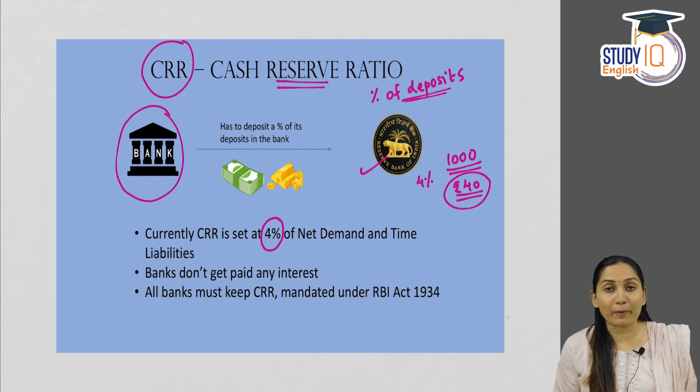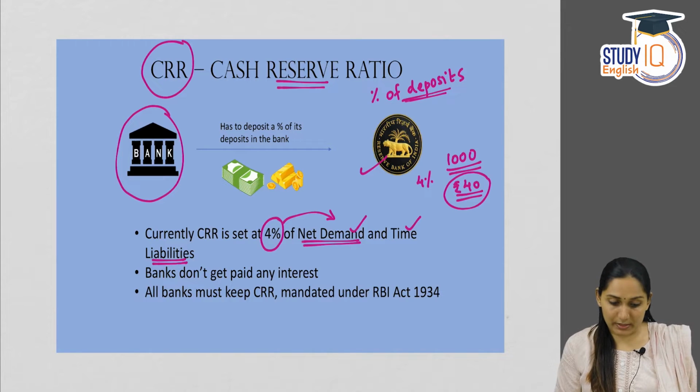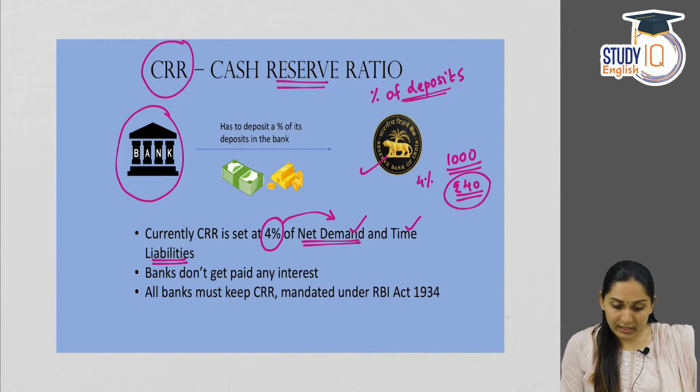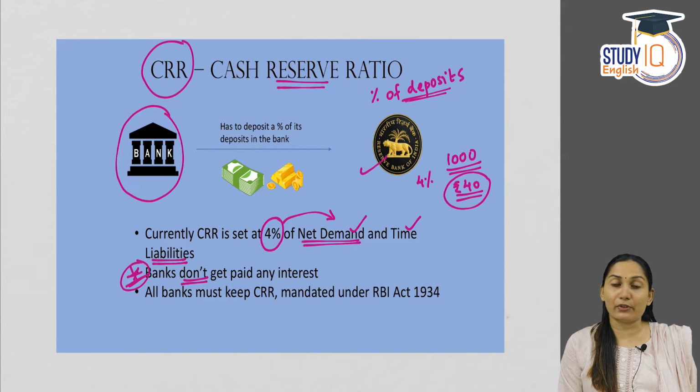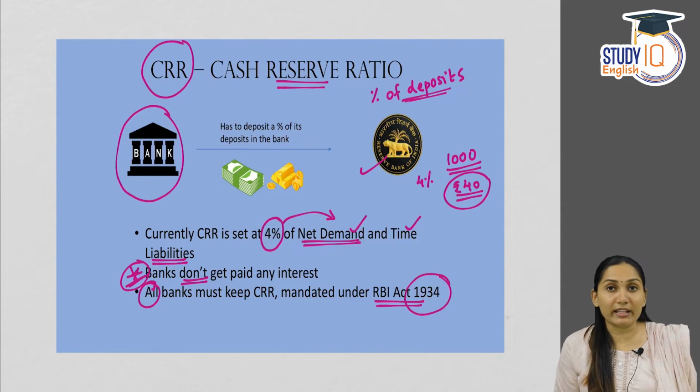Currently CRR is 4%, but it keeps changing. And it is 4% of the net demand and time liabilities. That is 4% of total demand deposits and time deposits, that is fixed deposits. And the important point here to be noted is that banks do not get any interest for this. For keeping or parking this money with the RBI, the banks do not get any interest on it. All banks must keep CRR, and it is mandated under RBI Act of 1934.